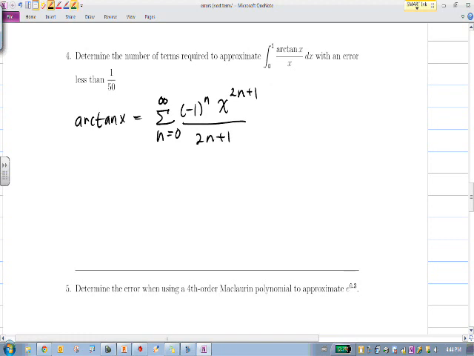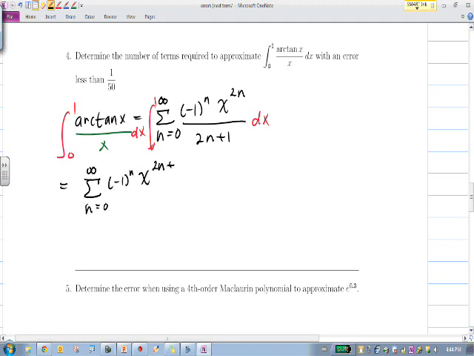But in this particular case, if I divide by x, I'm actually losing the power, so this is just going to be to the 2n. What the problem is asking us to do is integrate this from 0 to 1, dx. And the integral is fairly straightforward. When you integrate this, this becomes sigma n equals 0 to infinity, negative 1 to the n. The new power is now x to the 2n plus 1. And then there was already a 2n plus 1 on the bottom, so it's going to be 2n plus 1 squared, from 0 to 1.